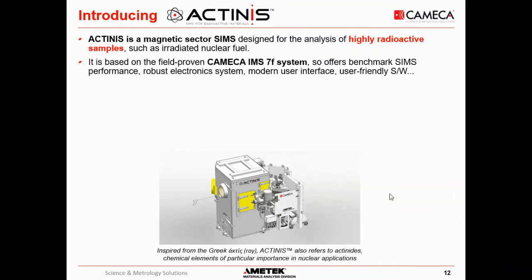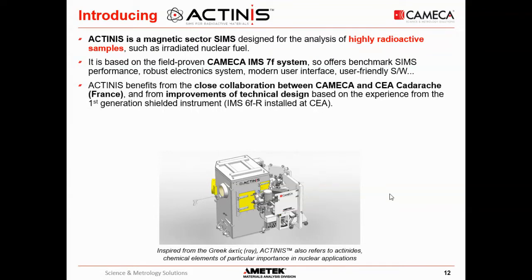ACTINIS is based on the CAMECA IMS7F system. We have seen the schematics before in the previous slide. So it offers very good SIMS performance, modern electronics and user interface and user-friendly software. ACTINIS also benefits from the close collaboration between CAMECA and the CEA, Cadarache in France, and from many improvements of the technical design based on experience from the first generation shielded SIMS instrument, which was called IMS6FR. Two were installed worldwide, one in ITU Germany, decommissioned since then, and the 6FR in CEA that is being replaced by ACTINIS.